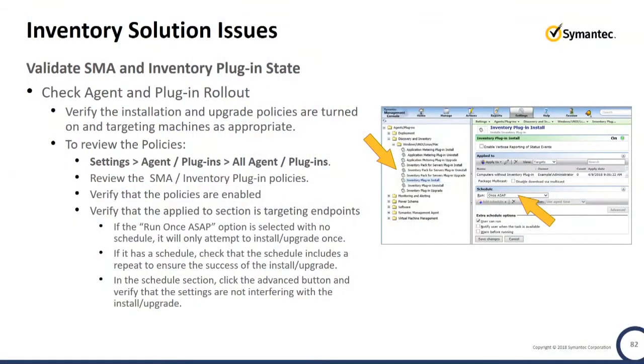Okay, so first things, check your agent or your plugin rollout for inventory. In this case here, you will find that the default is run once ASAP. This one probably has caught everybody here, right? So if you set one of these plugin policies to run once ASAP, and it doesn't have a schedule, it'll try, and it misses the first one. It never runs again, so you never get the plugin out.